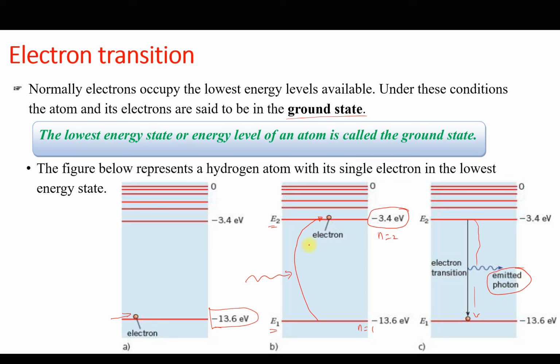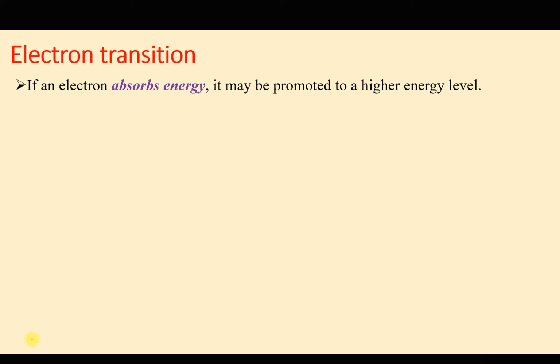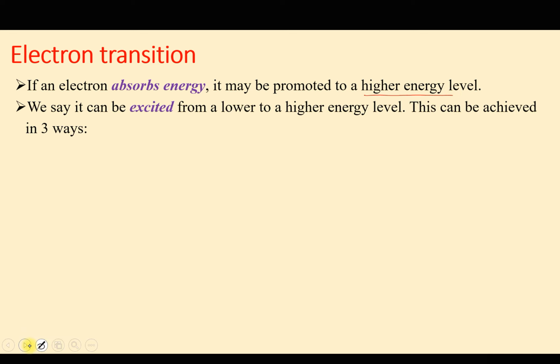So moving to a higher energy level, the electron gains or absorbs a photon, and it makes a transition to a higher energy level. In that state, the hydrogen atom is in an excited state. And the atom cannot stay in an excited state for long. The electron will take a very short period of time and move back to the ground state, and that is going to be by emission of a photon which it had acquired previously. So what we are saying is that if an electron absorbs energy, it may be promoted to a higher energy level. We say that it can be excited from a lower to a higher energy level.